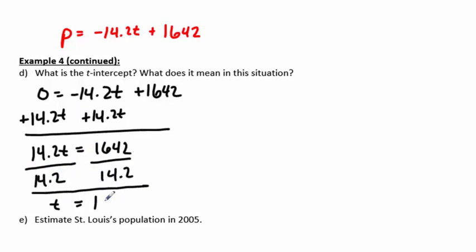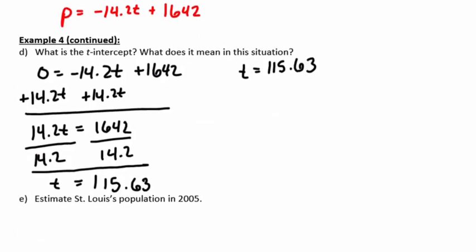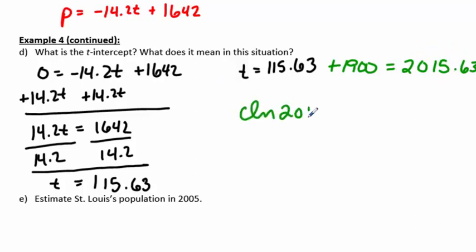So our t value is approximately 115.63. What does that mean? So the t value is the number of years since our starting year. Remember that our starting year was 1900. So it's 115 years since 1900. So if we add that up, that would put us in the year 2015.63, which just means that we're in the middle of the year 2015. So in 2015, our prediction is that the population will have decreased to 0. So this is unrealistic. It's probably model breakdown, but that is what the model predicts.